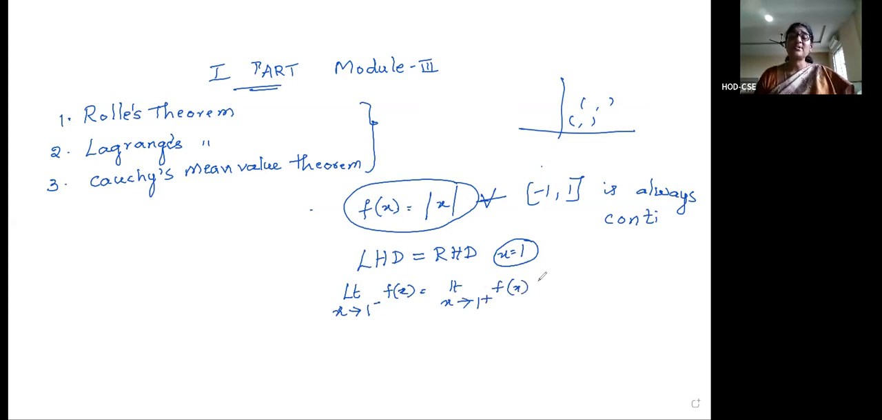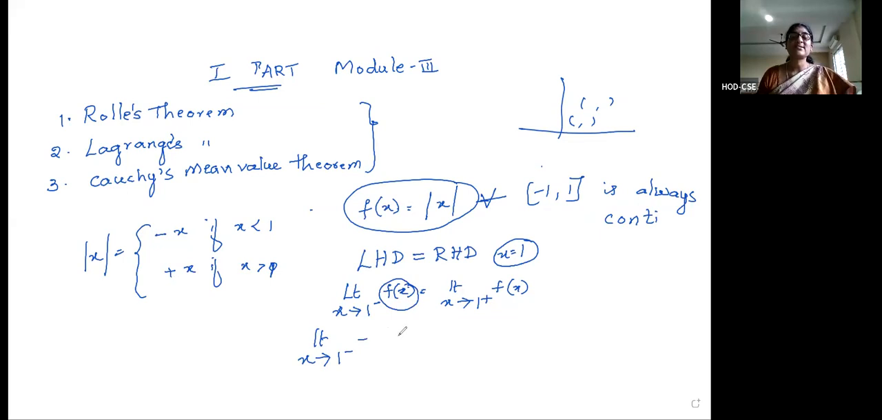Here you see 1 minus. You all know that the mod function takes two different types of values: minus x if x lies in the domain less than 1, and plus x if x is greater than 1. Of course, it becomes 0 when x is equal to 0. So here the limit x tends to 1 minus, f of x becomes minus x, and limit x tends to 1 plus, after 1 the mod function acts like x.